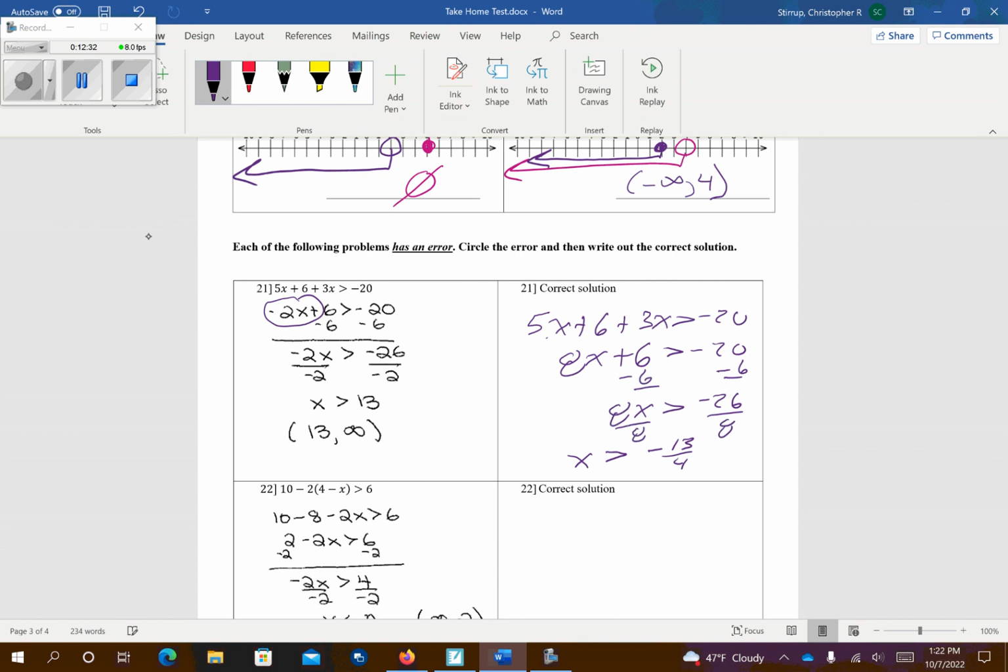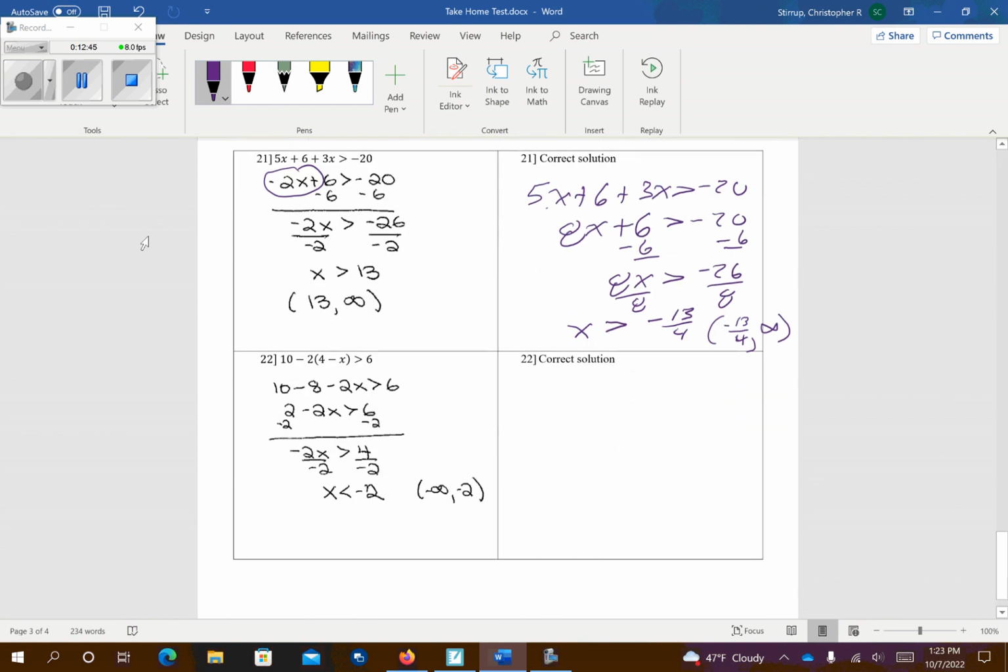So we could put it on a number line, but basically we are starting at negative 13 over 4, and our arrow is pointing to the right, so it's going to continue forever. So it goes to infinity. Now we're done. Okay, yes, you can get a fraction for an answer. It can happen.